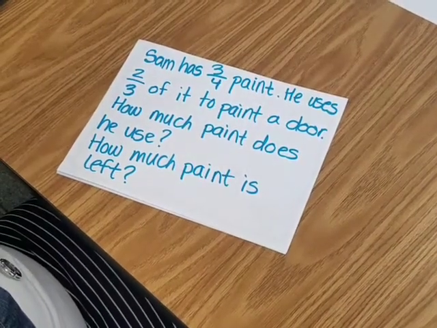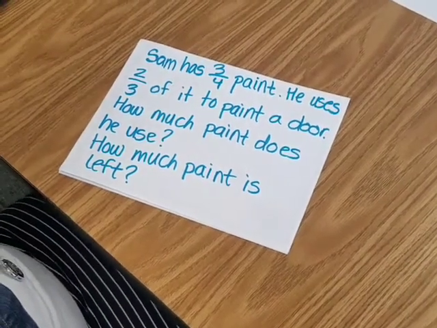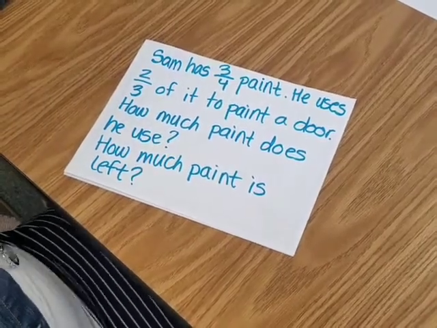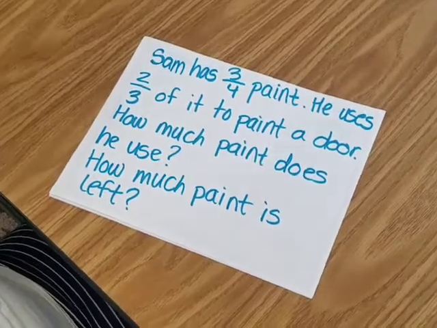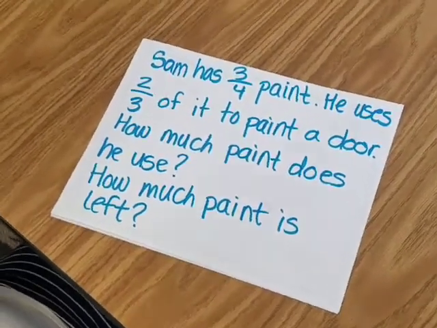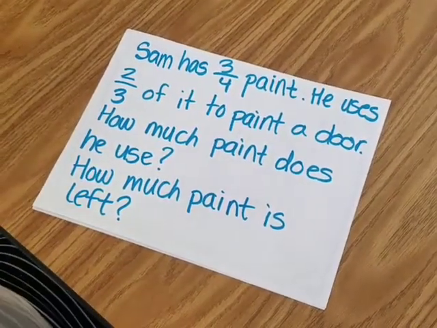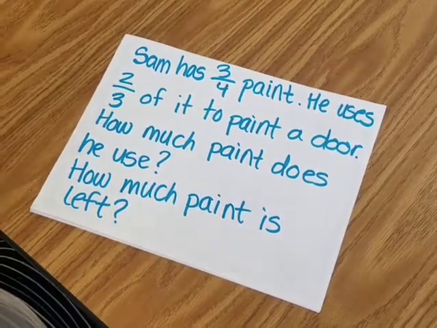4.2 word problems, and there's 2 steps. It's multiplying fractions. So let's look at one of the word problems. Sam has 3/4 paint. He uses 2/3 of it to paint a door. How much paint does he use? How much paint is left?